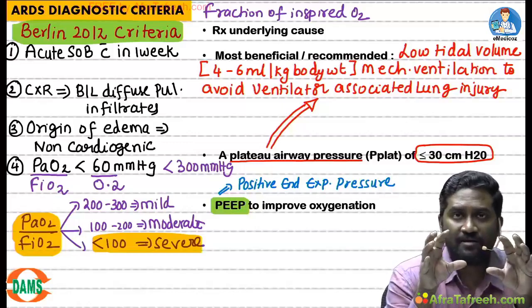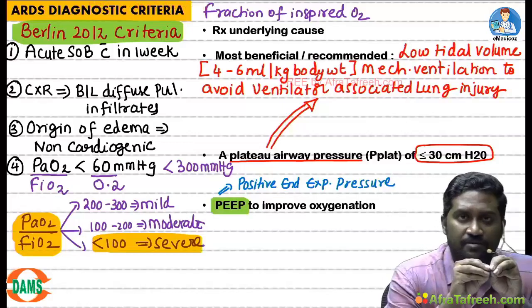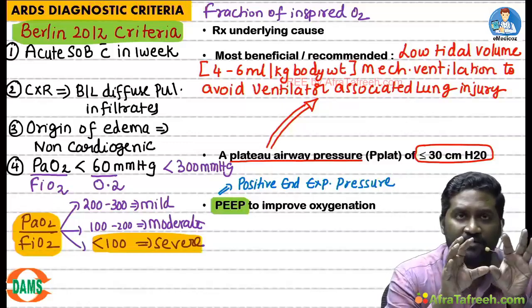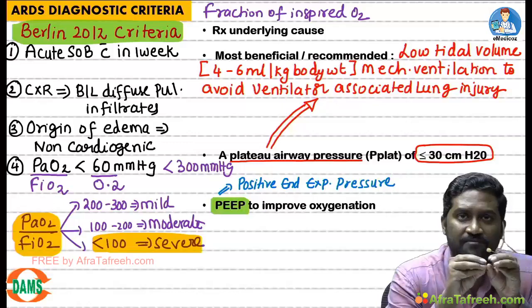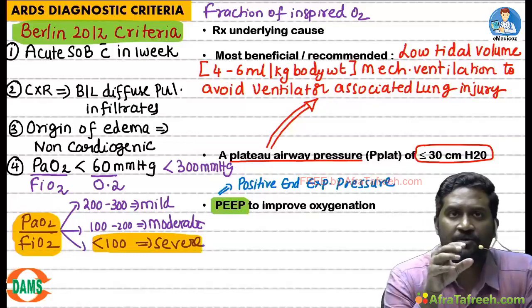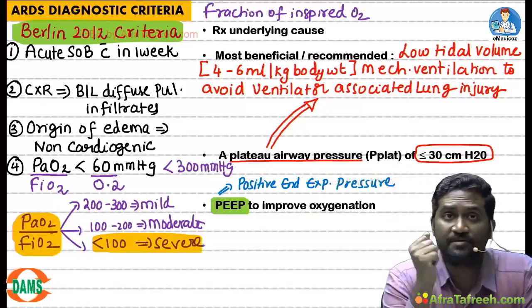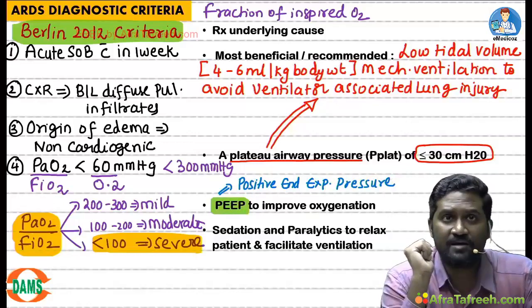So the alveoli will close at expiration. Now you need a pressure to keep the alveoli open even at end expiration. So this PEEP is something functioning like a surfactant which will keep the alveoli open at end expiration, and it will improve oxygenation. This phenomenon is called positive end expiratory pressure. PEEP is nothing but positive end expiratory pressure. It is given to improve oxygenation in ARDS.